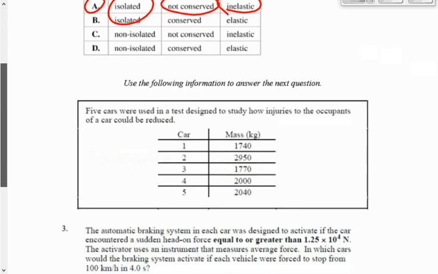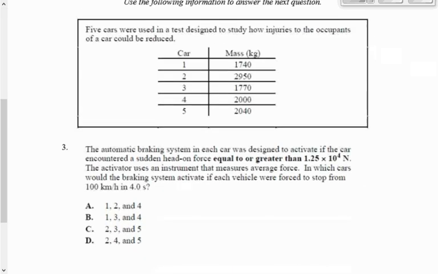3. Automatic braking system in these cars designed to activate if the car encounters a sudden head-on force equal to or greater than 1.25 times 10 to the 4. In which cars would the braking system activate if each vehicle were forced to stop from 100 kilometers per hour in 4 seconds? How many of you guys did this?